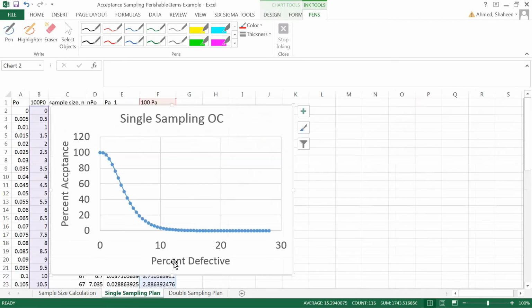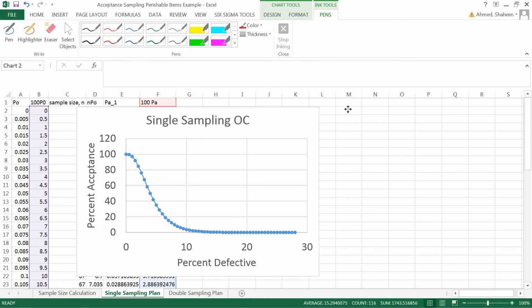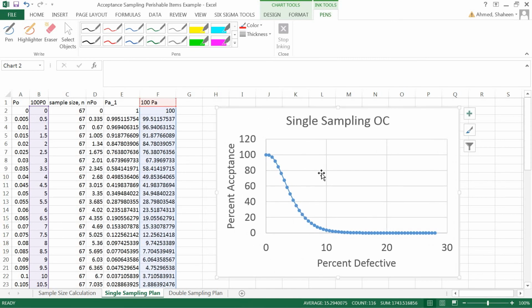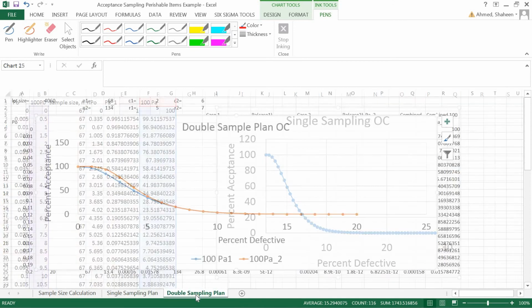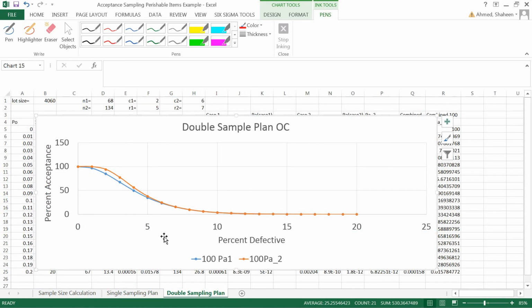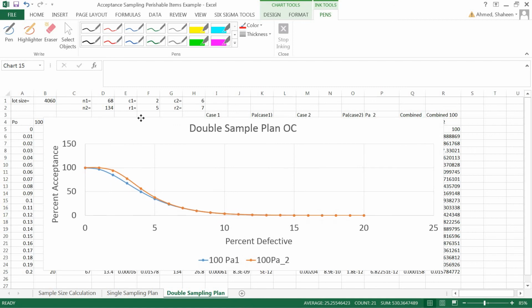For a single sampling plan, this is how this thing looks like, and you know how to do that. Double check that video if you want to know how to do it. And then the double sampling plan, this is how this thing looks like. As you can see, it didn't really change as much as the zero defect policy.